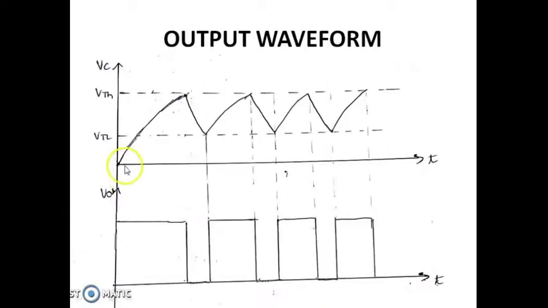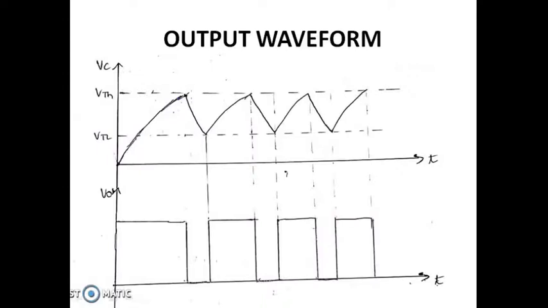Considering the output waveform, the capacitor initially charges from 0 up to VTH, and then it discharges to VTL. The charging time from VTL to VTH is shown as T on, and the discharging time from VTH to VTL is considered as T off. Ideally, T on should be equal to T off, but here, as we are also considering the diode drop for this equation, the T off is less than T on.